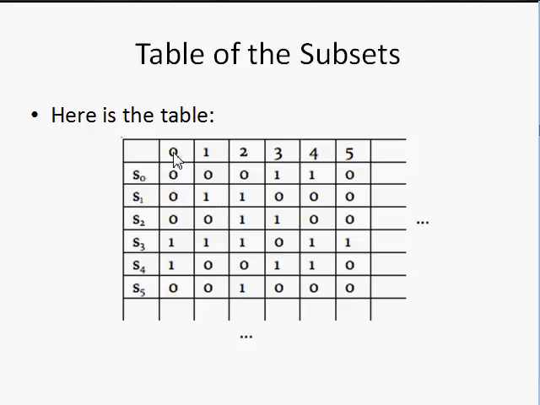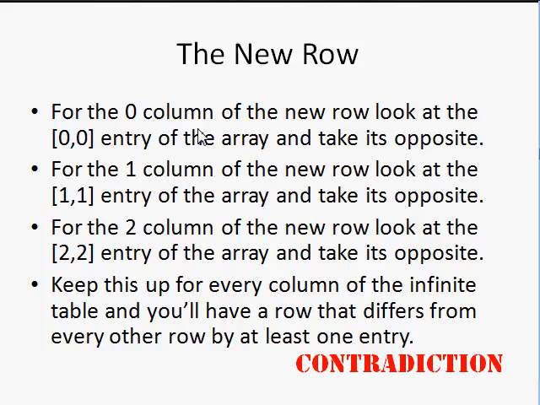So if the first row, or let's say the 0th row, has a 0 in this place, then in our new row that we make, we're going to put a 1 there. And if this cell, which is cell S1 and 1, has a 1 in it, then we're going to put a 0 in our new row. We're just going to put the opposite of each of the diagonal cells into our new row. So for the 0 column of the new row, we look at 0, 0 in the table, and we take its opposite, and we put that in our new row. For 1, we look at 1, 1, and we take its opposite, and we put that in our new row. For the 2 column, we look at 2, 2, and we take its opposite, and we put that in our new row. And we do this forever.